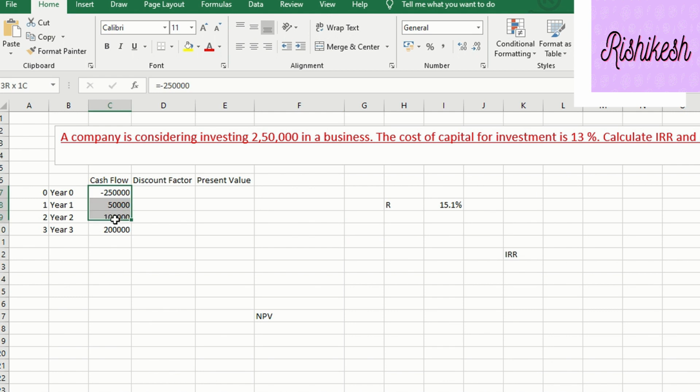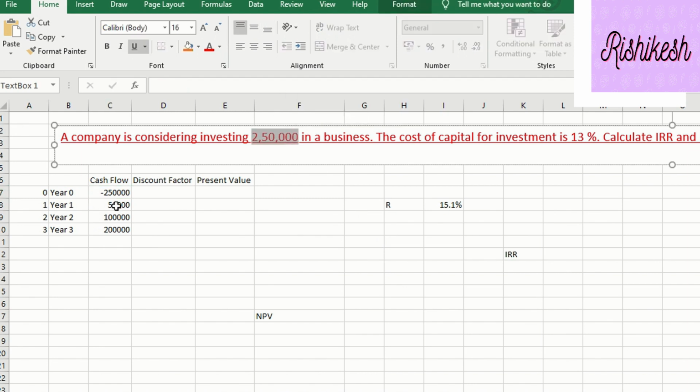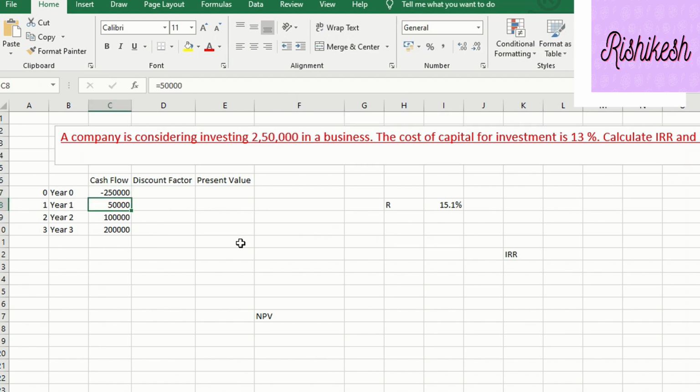This is the cash flow that we have got. Initially there has been an investment, so it's a negative cash flow of minus 2,50,000. Then there has been a cash inflow of 50,000, 1 lakh, 2 lakh in year one, year two, year three respectively. Now in order to find out the IRR, we have to find out the discount rate at which NPV gets to 0. That is why we have placed a value of R over here. Let us take a random value, 10%, let us suppose.